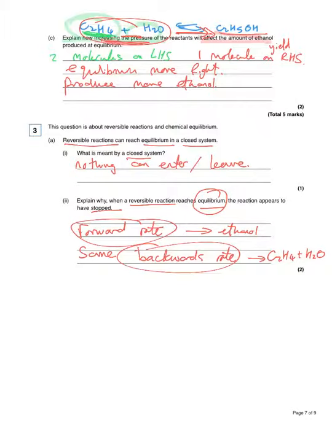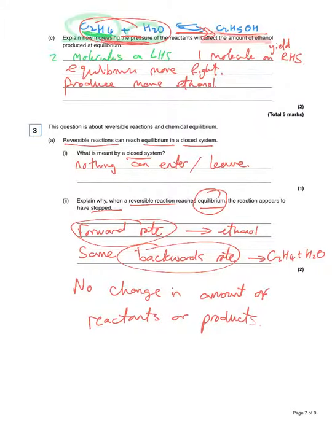If they are equal, there is no change in the amount of reactants or products. However, the reaction is still going on because they're both changing into each other. They're just changing into each other at the same rate.